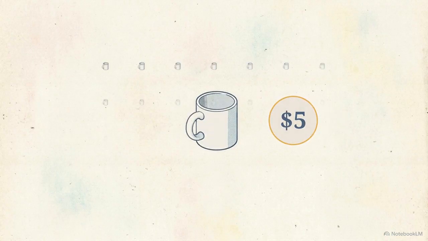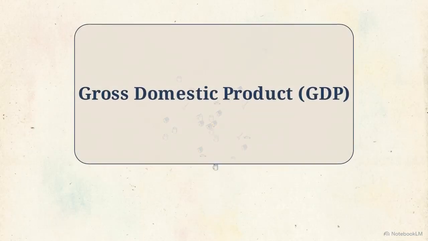This shows how individual exchanges add up. We start with a single coffee. But when you combine millions of exchanges for things like cars, houses, and haircuts over a year, you get a total value called Gross Domestic Product, or GDP. Transactions act as the observable heartbeat of the economy. They are the mechanism that converts physical production into a flowing stream of income.